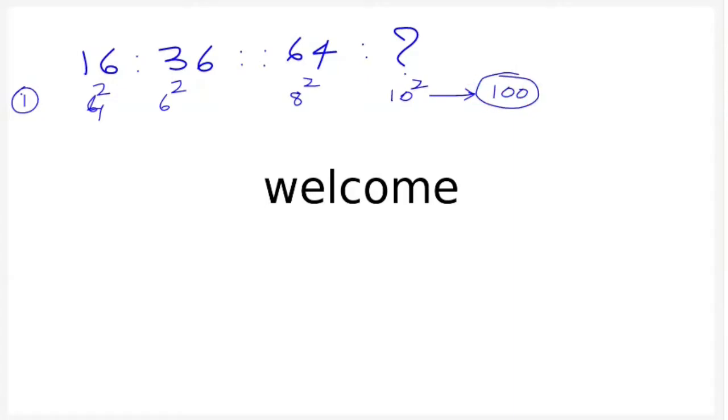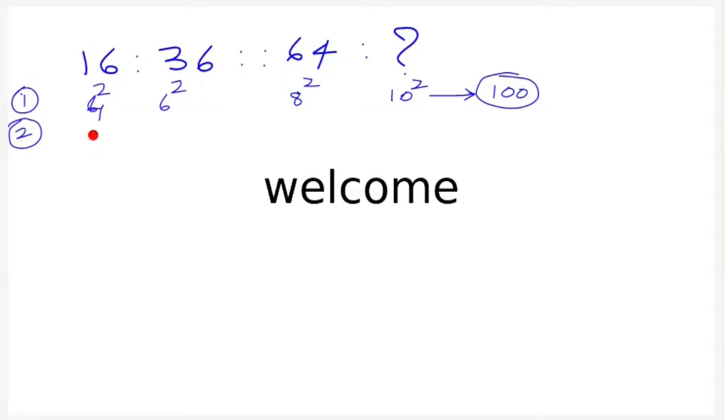If 100 is there in the option, you have to mark 100 as the answer. Suppose 100 is not there in the options, then you have to think in a different way. What can be the answer? You have to think what can be the answer of this question.